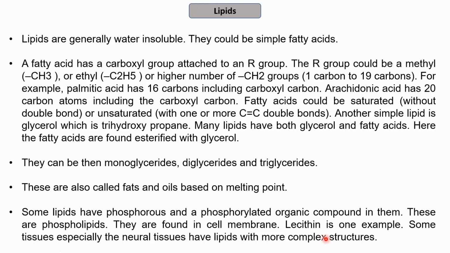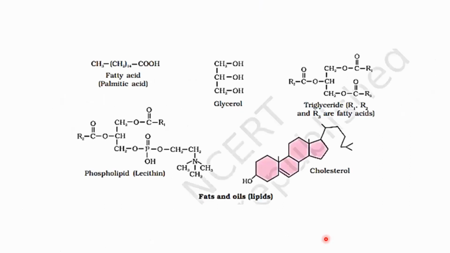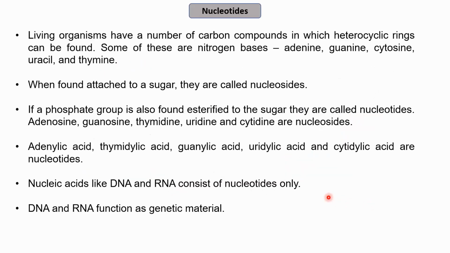So this is about the lipids. There are various fats and oils, like palmitic acid, which, as I mentioned, is a 16 carbon fatty acid, including the carboxyl group. Glycerol, or a triglyceride, in which R1, R2, and R3 are the fatty acids. Phospholipids, for example lecithin, which may be present in some cells, or cholesterol, which may be present inside the plasma membrane.